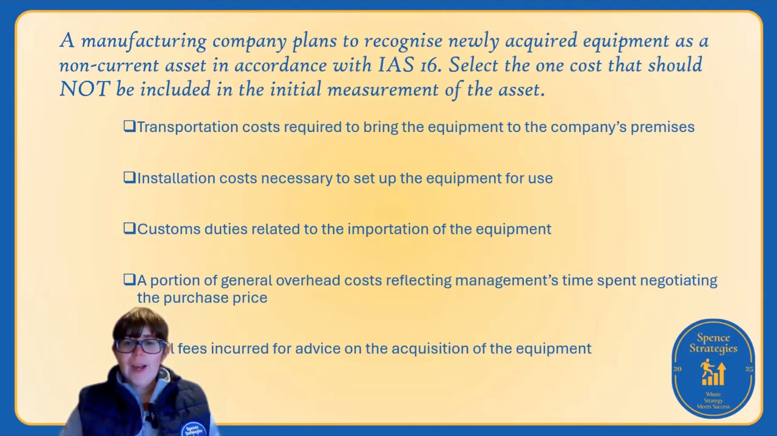A portion of general overhead costs reflecting the management's time spent negotiating the purchase price. Well, we can't include this in the initial measurement of the asset. If we think of relevant costing here, this is going to be a sunk cost. By the point in which we are receiving the asset, and once we've done the deal, we know that we have to pay for it, we would have already paid for our management's time for the negotiations that he did. And those costs would have had to be paid regardless of whether or not we purchased that non-current asset, and therefore that is not relevant here.